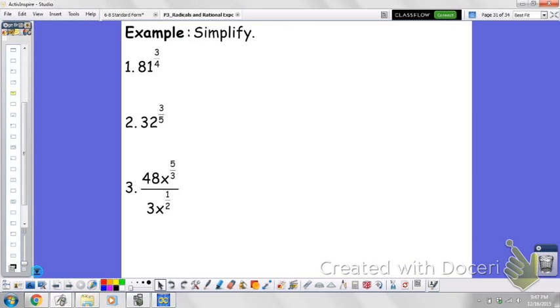So here we have the example of 81 to the power of 3 over 4. This will be equal to the 4th root of 81 to the power of 3, or the 4th root of 81 all to the power of 3. Either one you can work with.